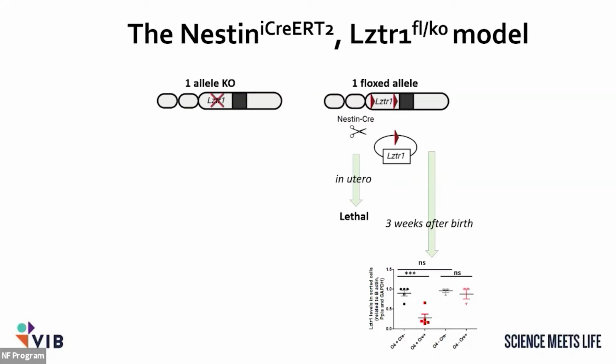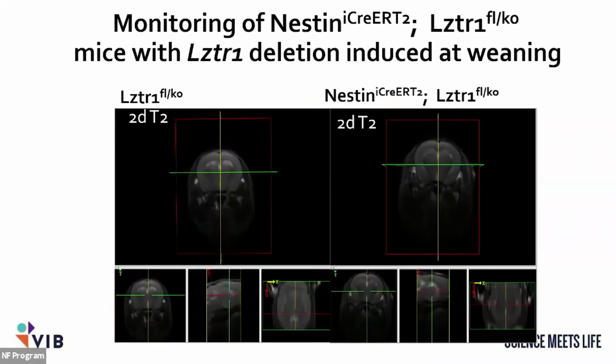And to our surprise, in this case we could see some LZTR1 knockout in our cells. Here we characterize CD45-negative, O4-positive cells. And again, we monitored these mice for about 2 years, but couldn't detect any schwannomas.